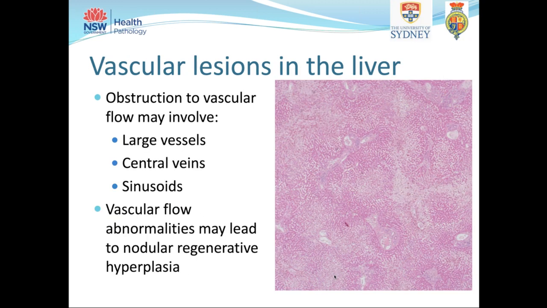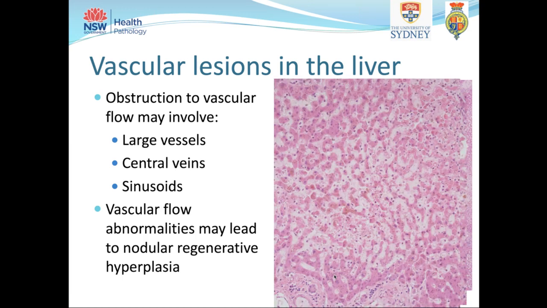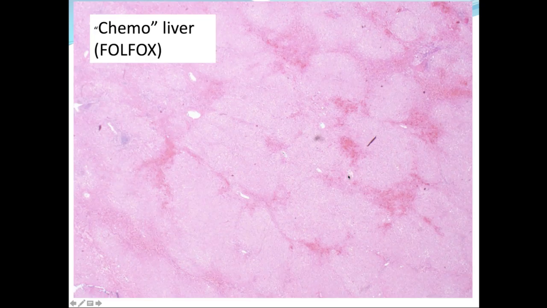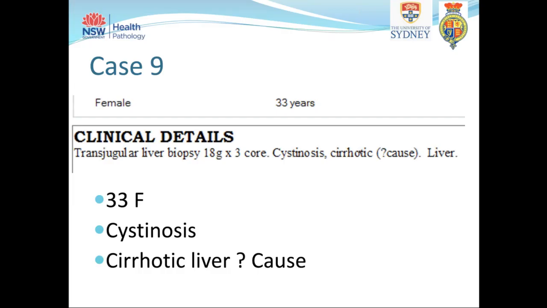I think these are a very difficult area in the liver. Obstruction to vascular flow can involve large vessels, right up to the heart, central veins and sinusoids. And this pattern can lead to nodular regenerative hyperplasia. So I've got pictured here on the right a typical example of vascular outflow obstruction with this marked sinusoidal dilatation and hepatocyte atrophy. Another example here is this patient who was on chemotherapy with FOLFOX, used often in colorectal cancer patients. And you can see here at low power this nodularity of the liver with zone 3 sinusoidal dilatation.